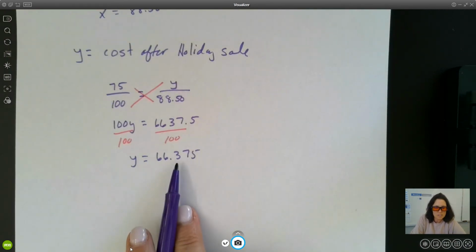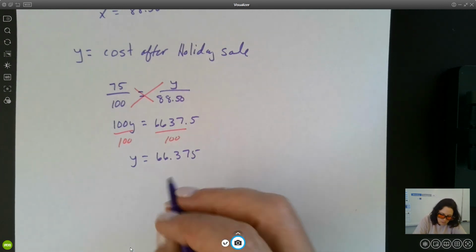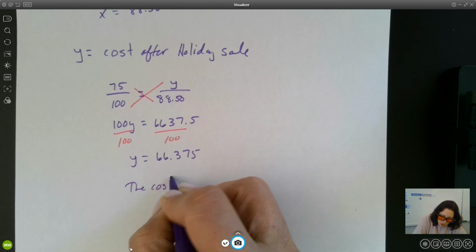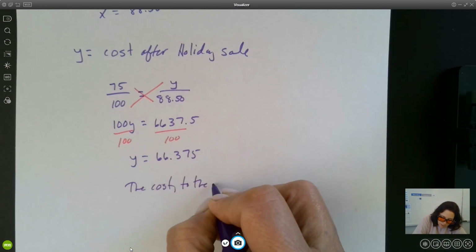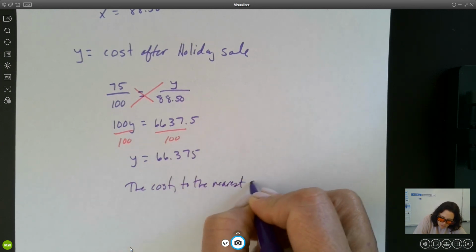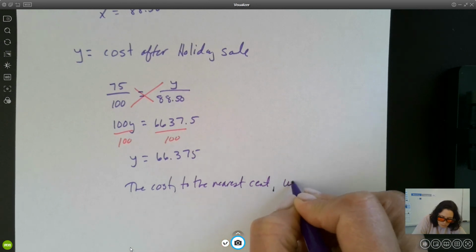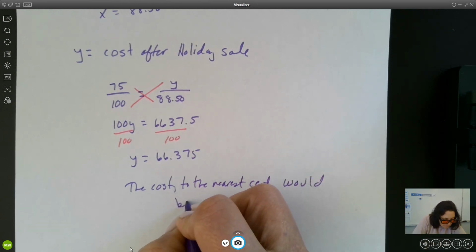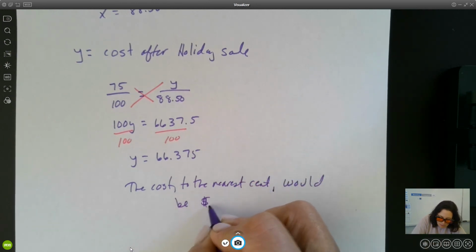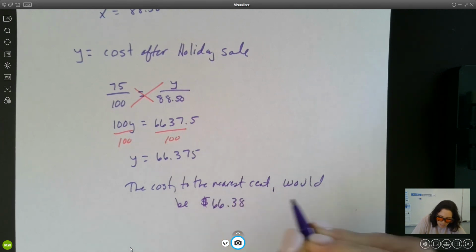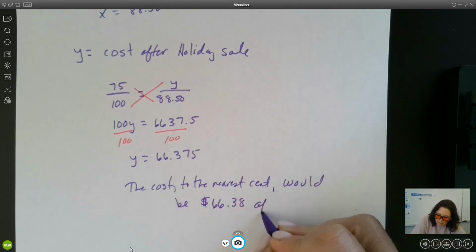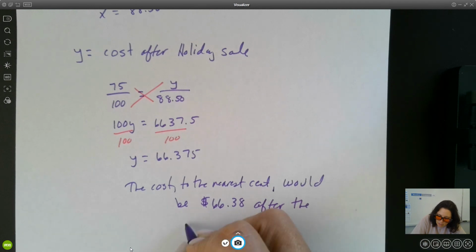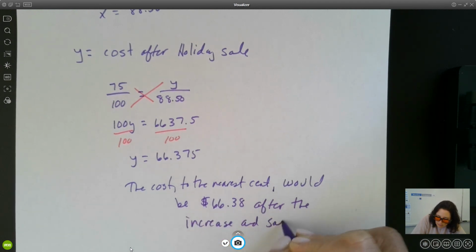This rounded to the nearest cent would be $66.38. So the cost to the nearest cent would be $66.38 after the increase and the sale.